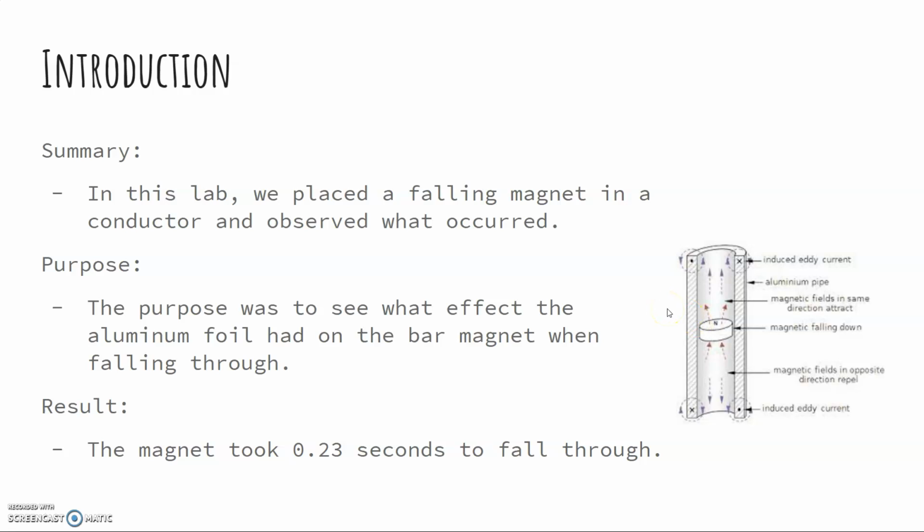So in this lab, what we did was we placed a magnet inside of aluminum foil and we observed what happened. The purpose of this lab was to see what effect the aluminum foil had on the bar magnet as it was falling through. The result that I got was that the magnet took 0.23 seconds to completely go through the aluminum foil.